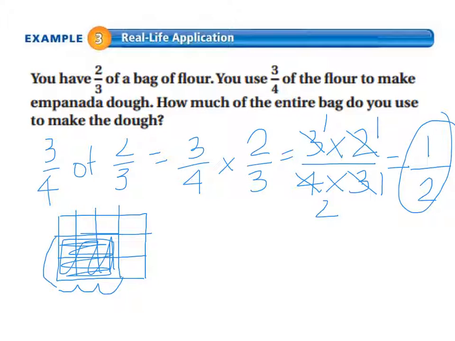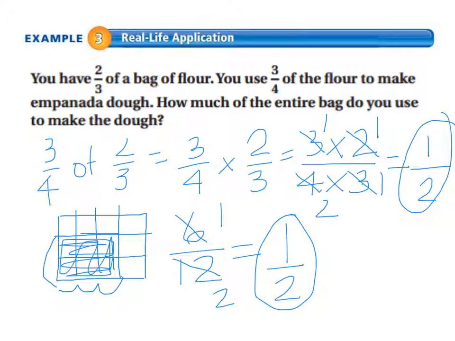If I look at how many squares I have altogether, I had a 3 by 4 rectangle, 4, 8, 12 squares, and I've colored in 6 of them. So 6 out of the 12 squares I colored in. And that has a common factor in both the numerator and denominator of 6. 6 divided by 6 is 1, and 12 divided by 6 is 2. And there again I have the same answer, 1/2. I used 1/2 of the bag.